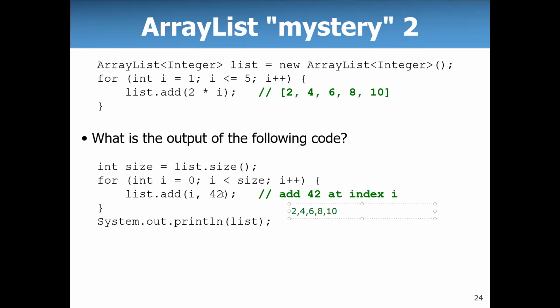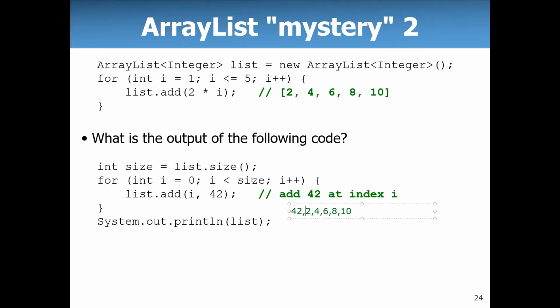List.add I, 42. So what is I? I is 0, add 42 at 0 index. So 42 will be added at index 0. Then I plus plus, I is 1, is less than size. What was size? This is fixed because we are not shrinking it with the size of the list. Otherwise it will be an infinite loop if you do that part.